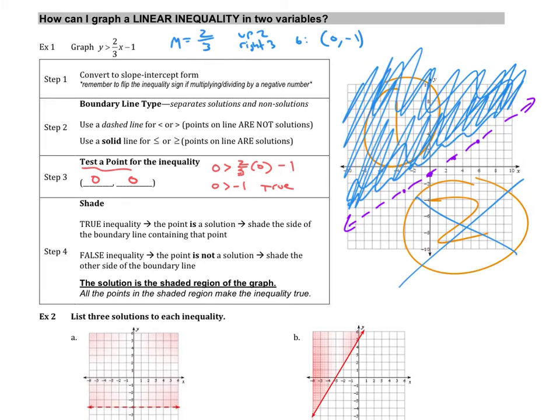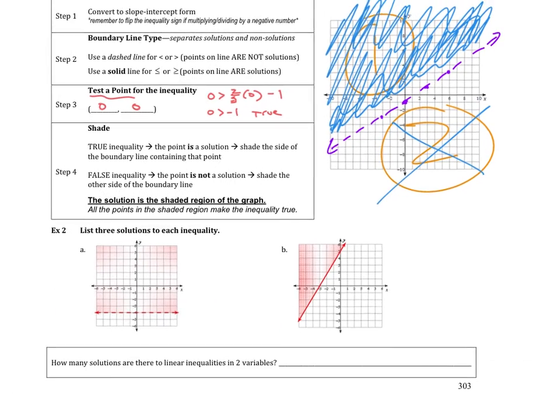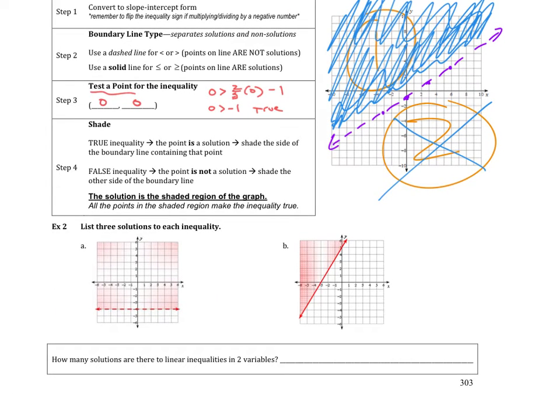So then, example 2, list 3 solutions to each inequality. Well, the solutions are points that are shaded. Now, if you can't tell on your copy here, the shading for this problem here is there, and for this problem here is there. You might have to fill that in on your copy. Okay, so list 3 solutions.